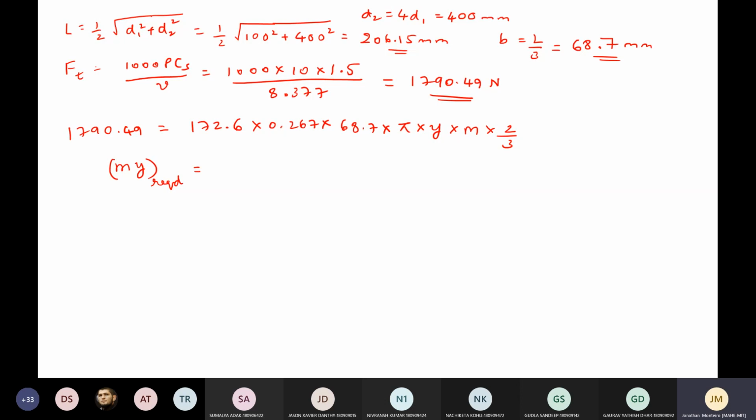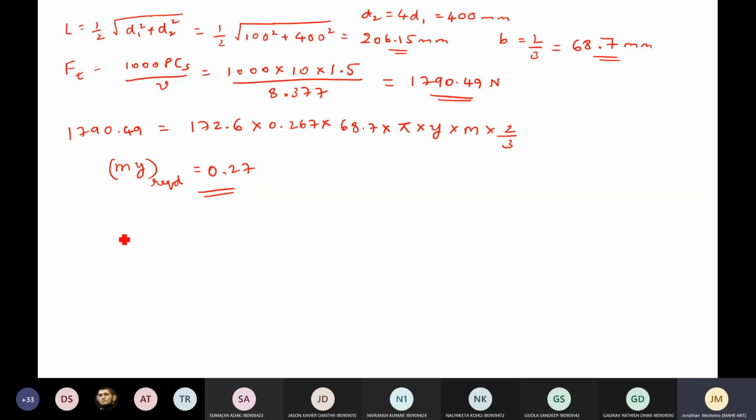Let me check the value here. Yes, correct, 0.27. Okay, now we have to go for iteration of those values. So just m into y, you are going to get around 0.27. Let us go to the table again where standard values are discussed and choose an appropriate value.